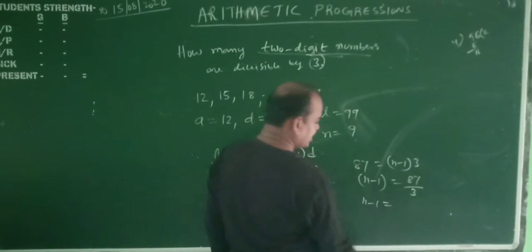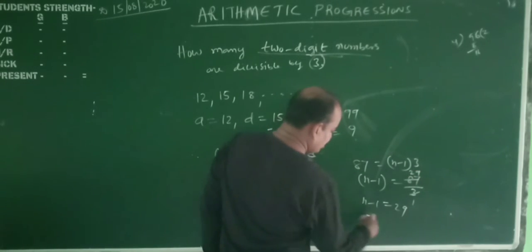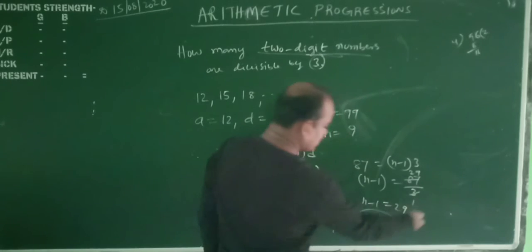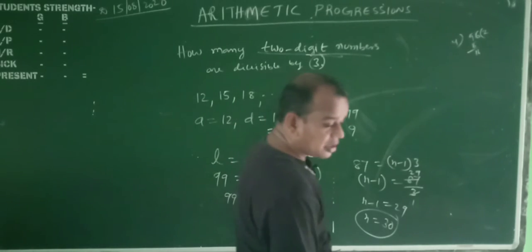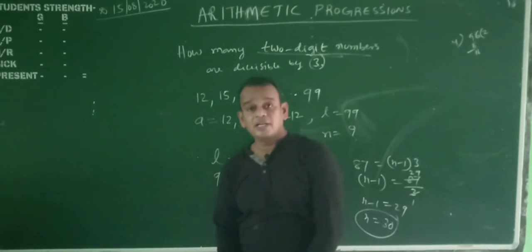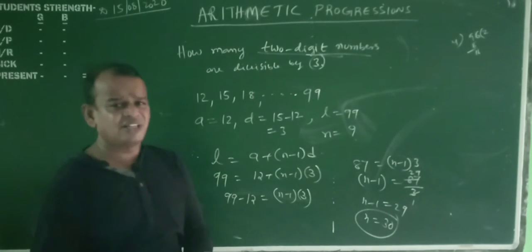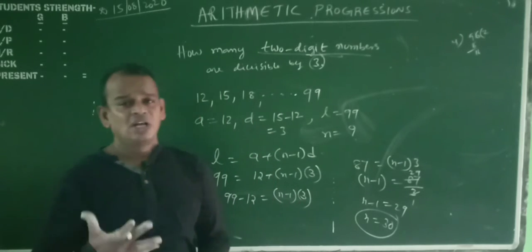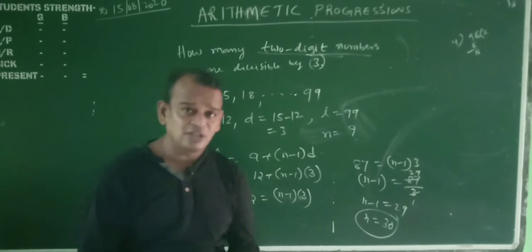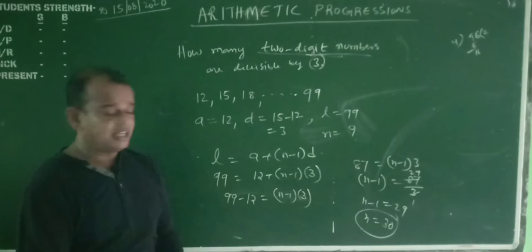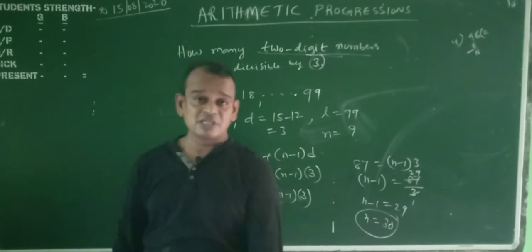N minus 1 is equal to 87 by 3: 3 ones are 3, 3 twos are 6, 27 means 9, so 29. N is equal to how much? 29 plus 1, N is equal to 30. How many terms? How many 2-digit numbers are divisible by 3? 30 terms are there. The 2-digit numbers are from 10 to 99, nearly 90 terms. Among those 90, compulsorily 30 are divisible by 3.